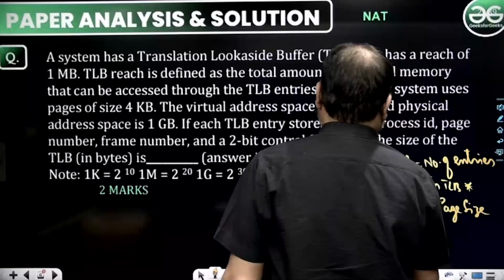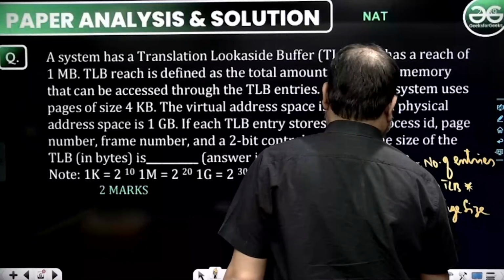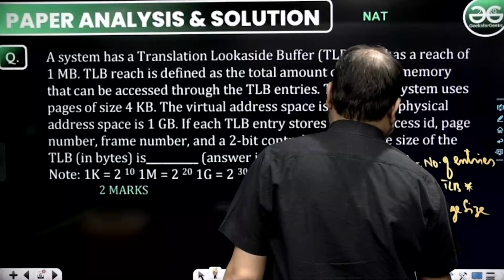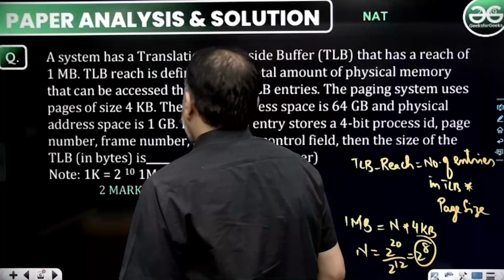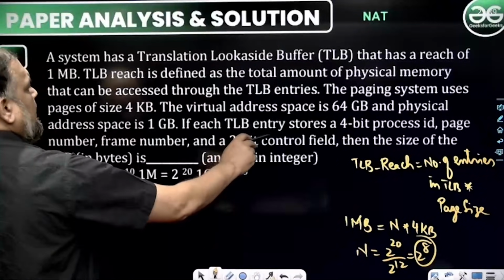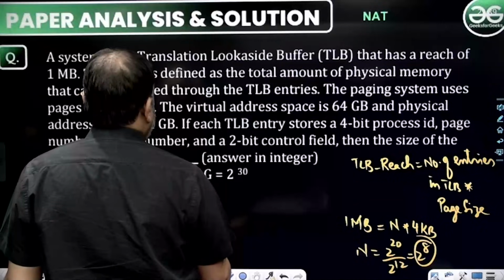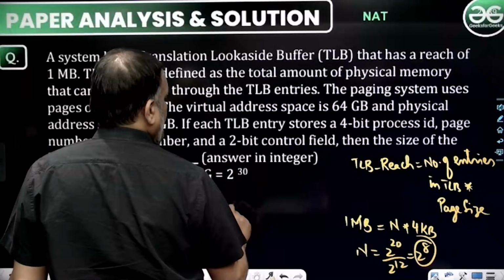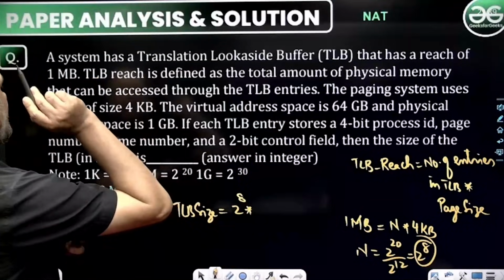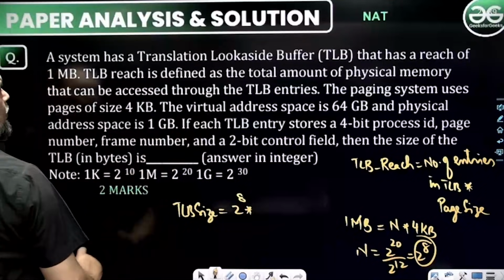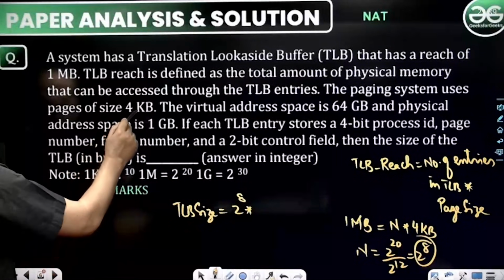So number of entries is equal to 1 mega, which is 2 power 20, divided by 2 power 12, that is 2 power 8. So number of entries in TLB is 2 power 8. He's asking the size of the TLB. So size of TLB is equal to number of entries, 2 power 8, into entry size. Entry size has what? Each TLB entry stores a 4-bit process ID, page number.